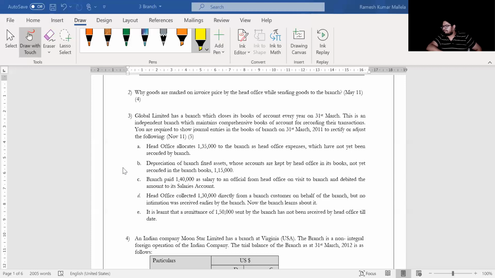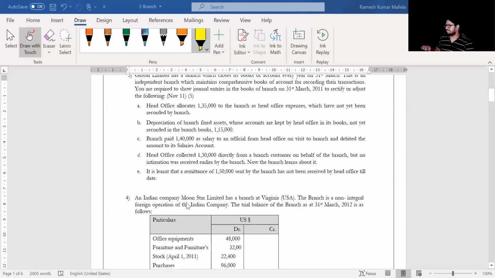Now, first of all, this entry is already recorded in branch books. Only in head office books, it is not properly recorded. Hence, in branch books, I need not make any adjustment entry. Only in head office books, I'll have to make that adjustment entry. Clear? So this is the solution for the fifth point. You can write there, no entry will be passed in the books of branch as it is already recorded in branch books. It is to be rectified or adjusted only in head office. That's all. So with this info, you can finish off this question.